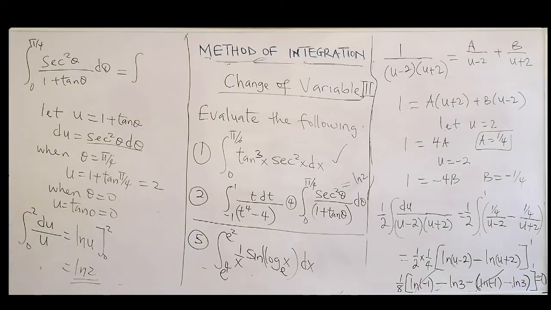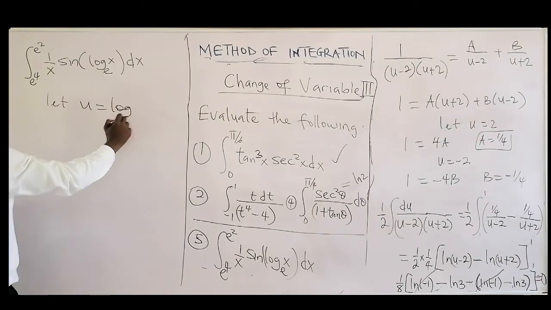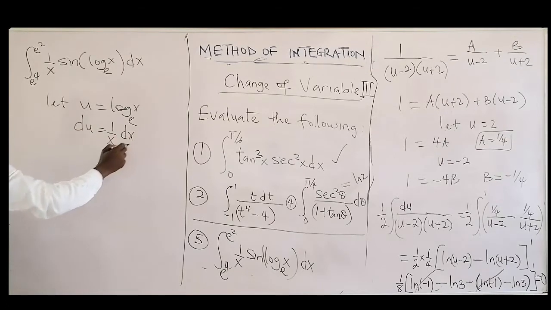Then the next one, which is the last question, is to give you sine of log x times 1 over x dx. Always pick a function that when you substitute for it and you differentiate it, you have it either exactly in that question or almost similar to that. So let u be equal to log x. So du is what? 1 over x dx. If you don't know how to differentiate logarithm functions, there is a video on this channel on differentiation of logarithm functions. Please check the video.